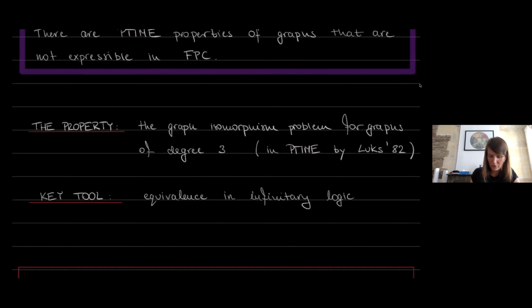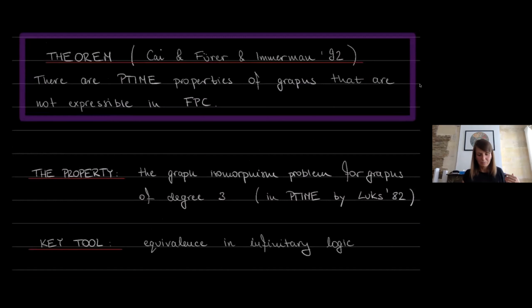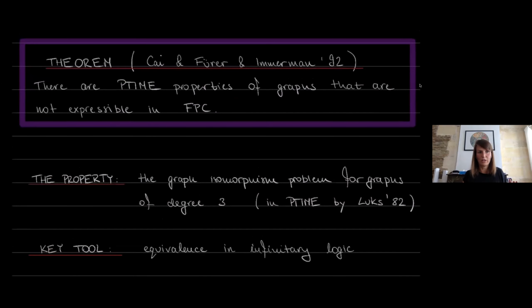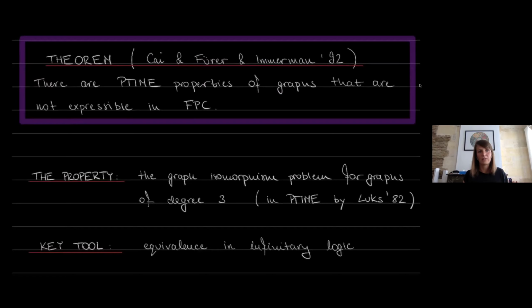Okay, so this is the property. Now I would like to give you a sketch of a proof that the graph isomorphism problem for graphs of degree 3 cannot be expressed in fixed point logic with counting. This is going to be a sketch, but I think it's still a nice construction. The key tool for proving inexpressibility in fixed point logic with counting is the equivalence in infinitary logic. This will be the third logic that I will define, and I promise that this will be the last one.